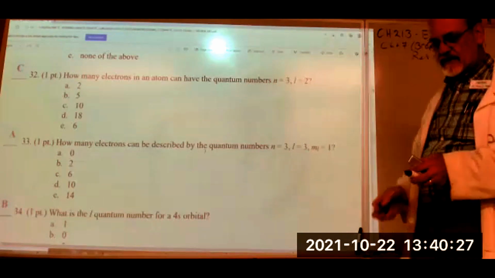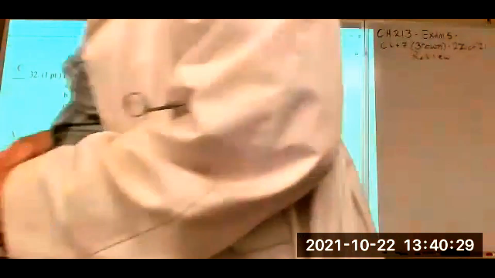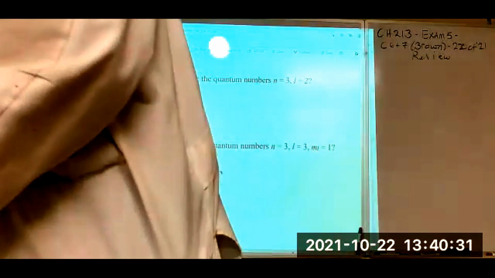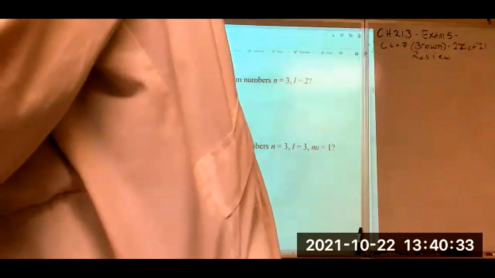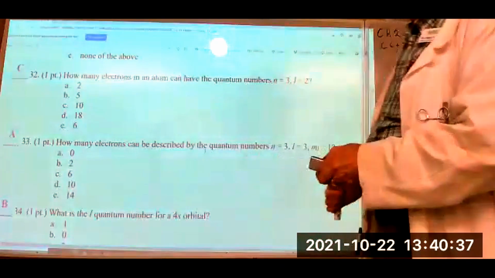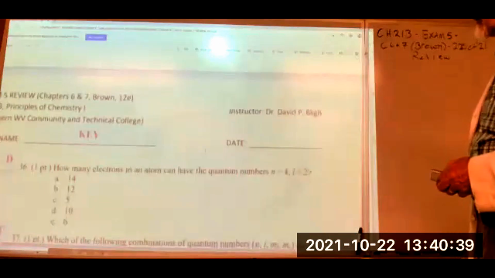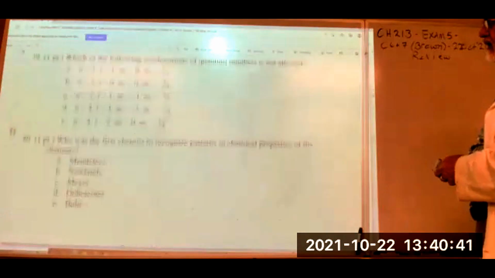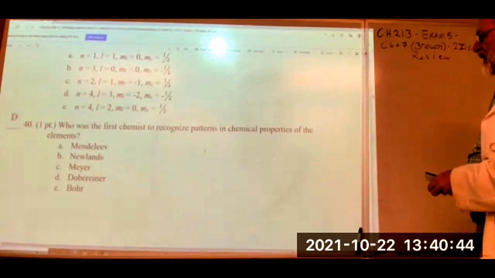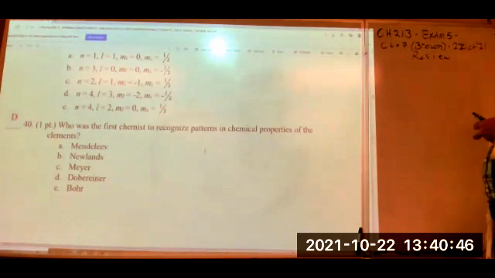That was 33. Okay, I'm going to skip down to 40. This one, we ought to knock this one out pretty quick. I just wanted to put this one in there to emphasize the history of the development of the periodic table.